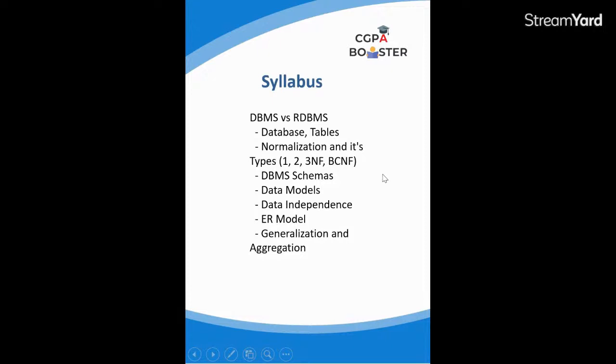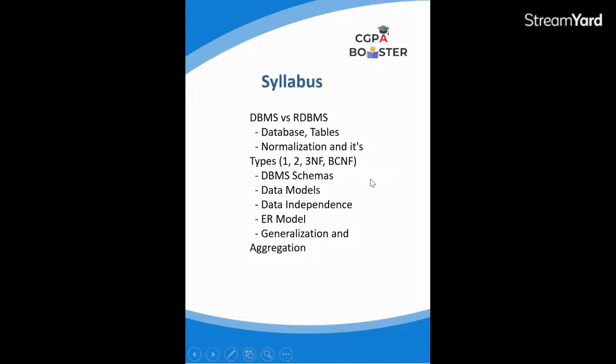Going over the syllabus, we will have DBMS versus RDBMS. DBMS stands for Database Management System, and RDBMS stands for Relational Database Management Systems. We will then be going over the databases, tables, the different normalizations such as type 1, type 2, type 3 normal form. Then we have BCNF, which you will know in a while what it means, what are the various factors that it depends upon, etc.